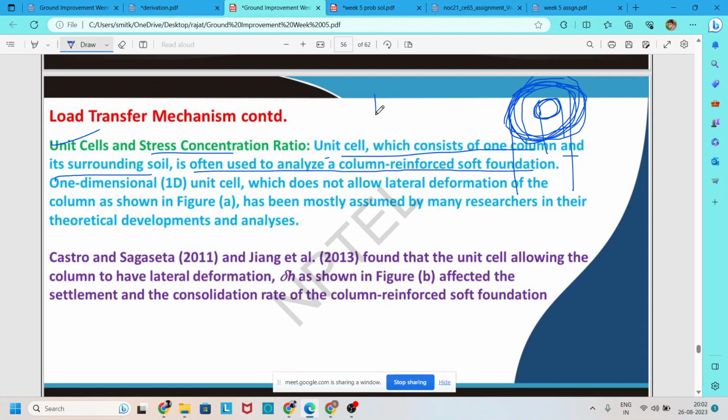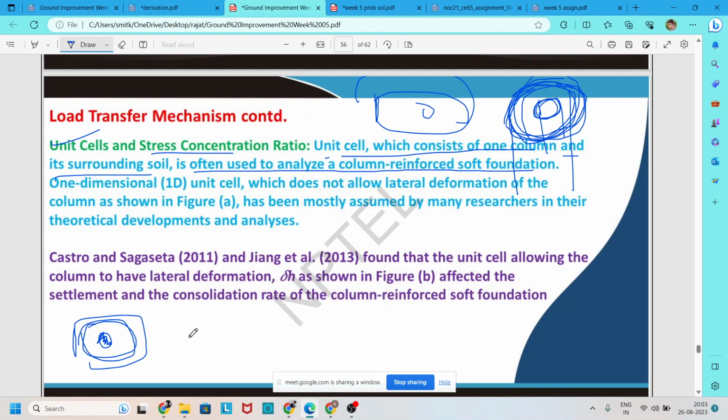That means one unit cell, like here, if we draw one unit cell, one reinforced column and surrounding compacted soil, one unit cell is created. So the one-dimensional unit cell does not allow lateral deformation of the column. So one assumption is created that our analysis is 1D, so we assume that there is no lateral deformation in the surrounding soil.